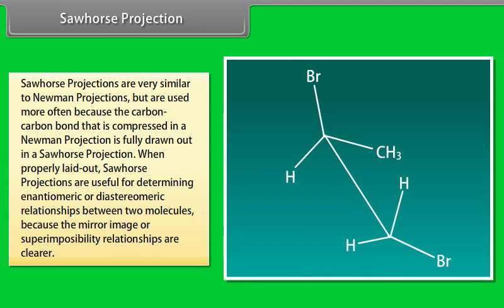Sawhorse projection. Sawhorse projections are very similar to Newman projections, but are used more often because the carbon-carbon bond that is compressed in a Newman projection is fully drawn out in a sawhorse projection. When properly laid out, sawhorse projections are useful for determining enantiomeric and diastereomeric relationships between two molecules because the mirror image or superimposability relationships are clearer.